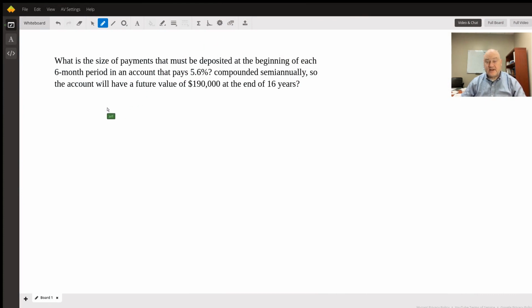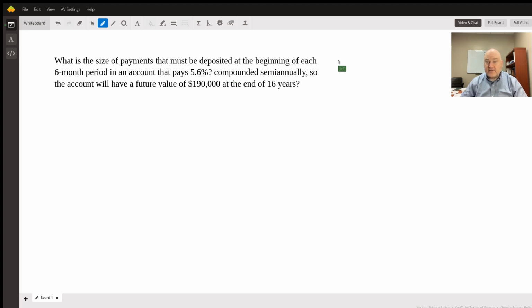So here is a time value of money problem where it says, what is the size of the payments that must be deposited in the beginning of each 6 months period in an account that pays 5.6% interest compounded semi-annually? So the account will have a future value of $190,000 at the end of 16 years.